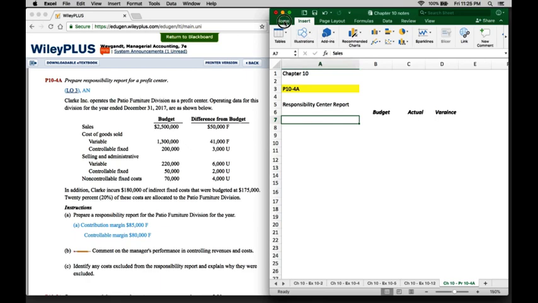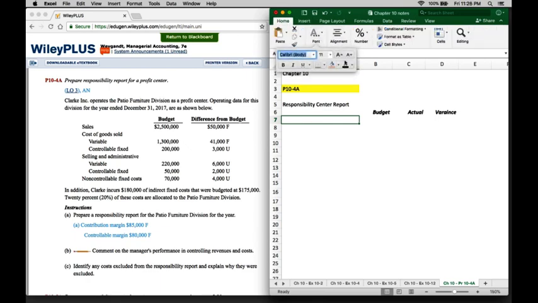So I'll start out with sales. The budgeted number was 2.5 million. The difference from budget is a favorable 50,000. Okay, that means it was more. So the variance was a favorable 50,000.